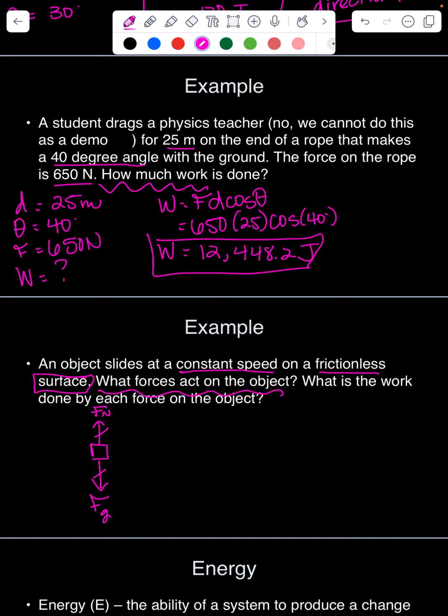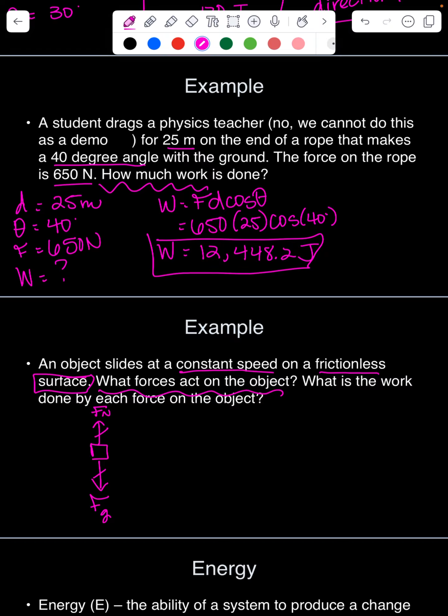And then we said that it was on a frictionless surface. So is there any frictional force working against it? Nope, there is not. All right, so these are our only two forces acting on the object. It's just our normal force and our gravitational force. So that's the first thing that I asked you.